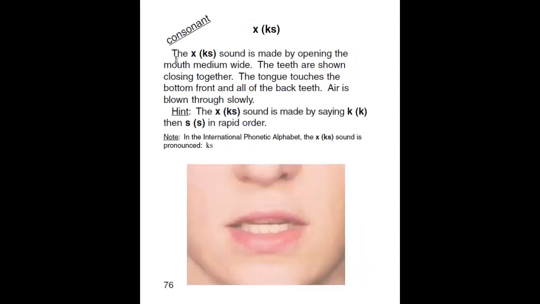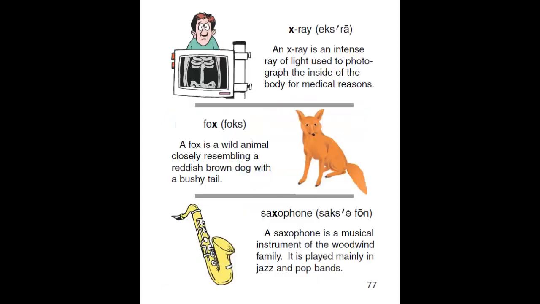X. The X sound is made by opening the mouth medium wide. The teeth are shown closing together. The tongue touches the bottom front and all of the back teeth. Air is blown through slowly. X. X-ray. Fox. Saxophone.